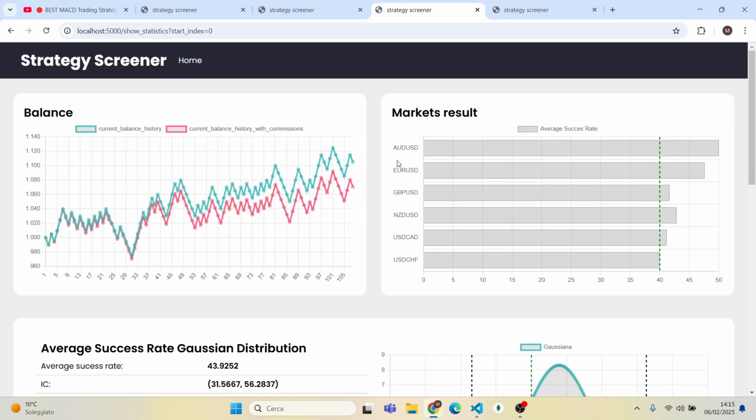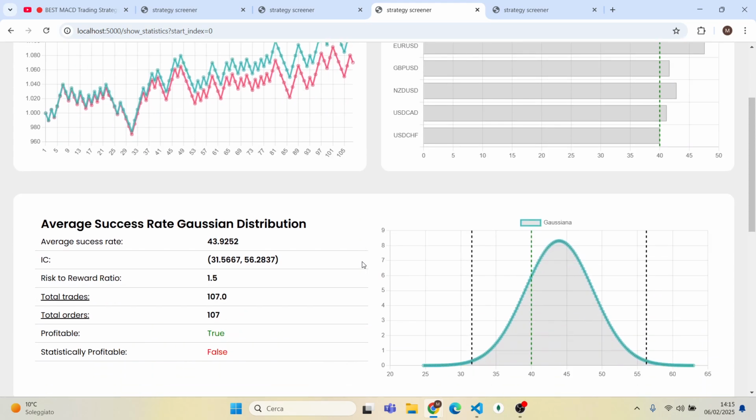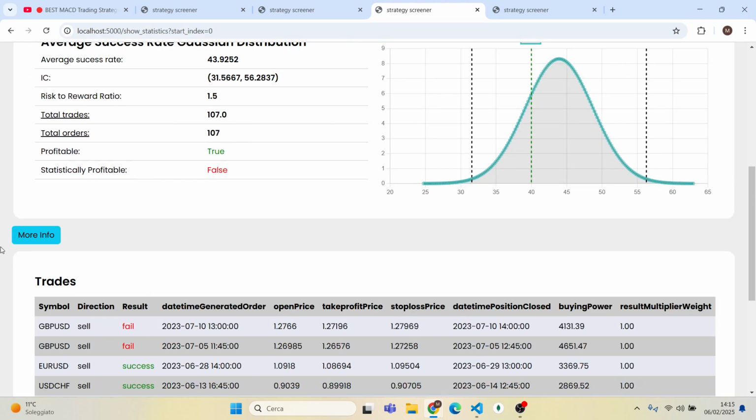Let's see. Okay, as we can see, 43 as average success rate. It's not 44 because new positions were opened, and we have about 100 trades like we expected. So maybe one or two new positions, but that's it. And as you can see, it's not statistically profitable. Sorry, it was profitable but not statistically profitable.